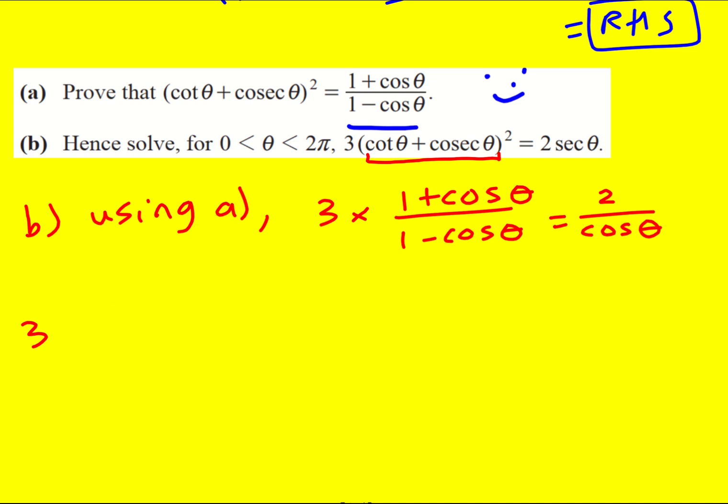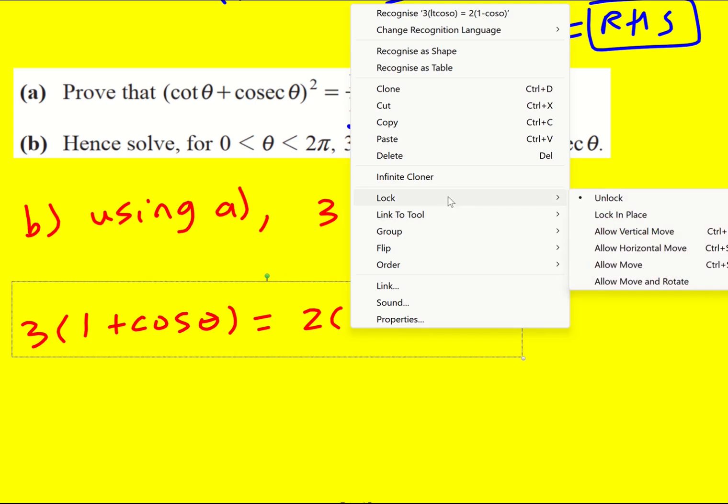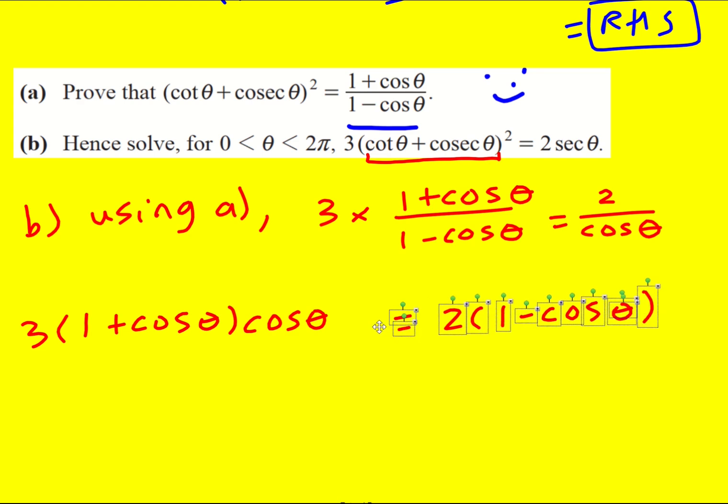So then 3 times 1 plus cos theta is going to be 2 times 1 minus cos theta over cos theta. Just realized I should have cross multiplied as I was going. Basically times both sides by cos theta and both sides by 1 minus cos theta. So the cos theta that I was divided by is now going to end up on the left-hand side. So hopefully you're okay with that. And we have what is a hidden quadratic trig version.